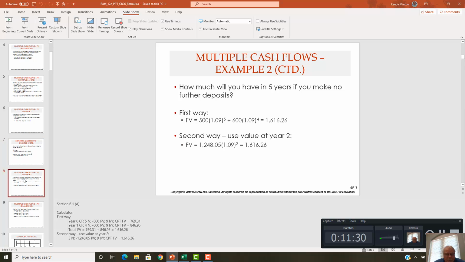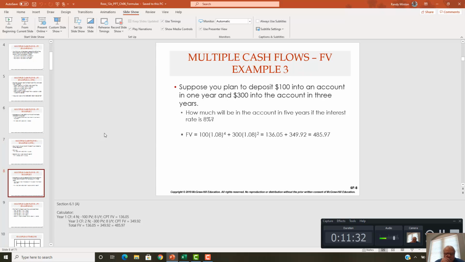All right, let's take a look at another one and see what we have. Suppose you plan to deposit $100 into an account in 1 year. Now you have to really watch the wording here. Suppose you plan to deposit $100 into an account in 1 year. So you didn't do it today. You're going to do it a year from today. 300 into the account in 3 years. How much will be in the account in 5 years if the interest rate is 8%?